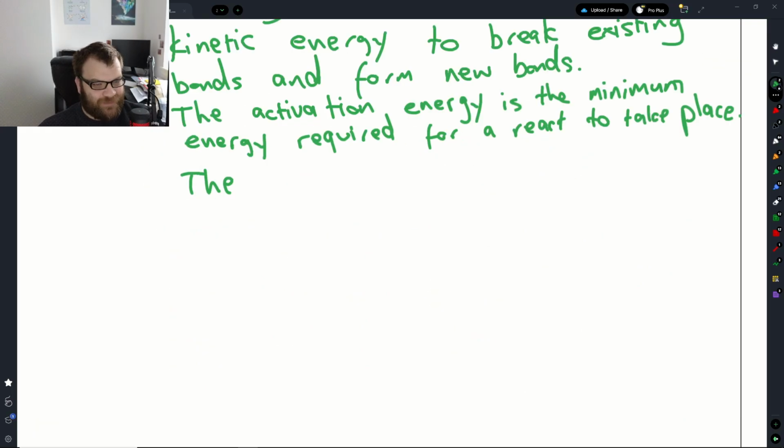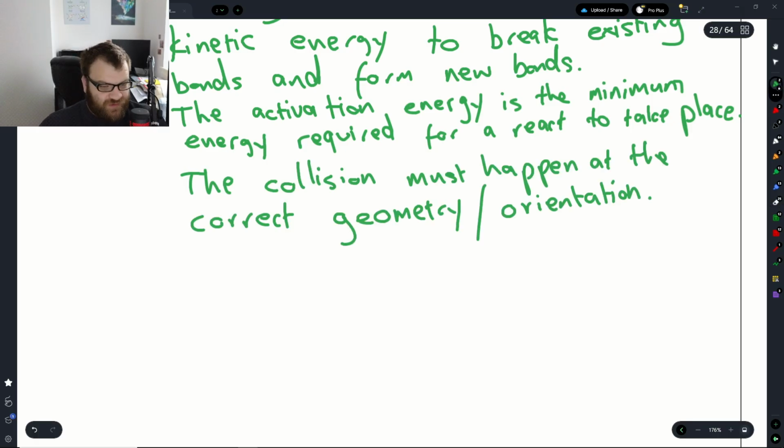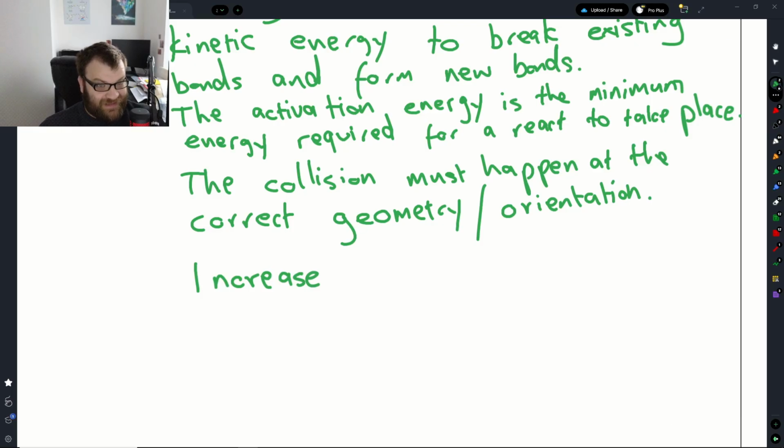The collision also has to happen at the right orientation to allow the bonds to be broken. This is sometimes described as the collision geometry. Next, we'll talk about the factors that affect the rate of reaction. If you increase the temperature, you provide more kinetic energy. This will mean that more molecules will have kinetic energy greater than the activation energy.